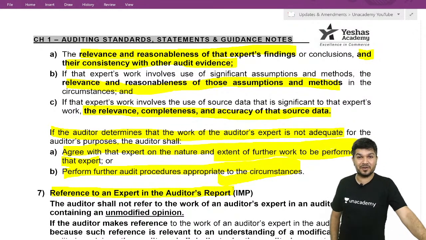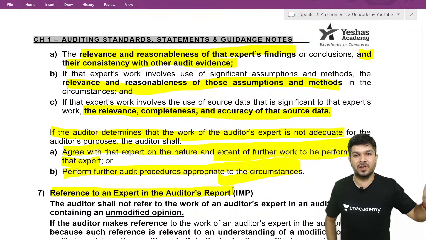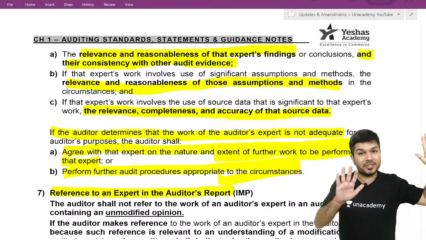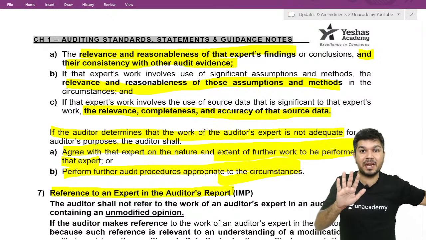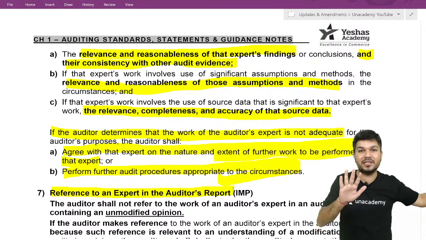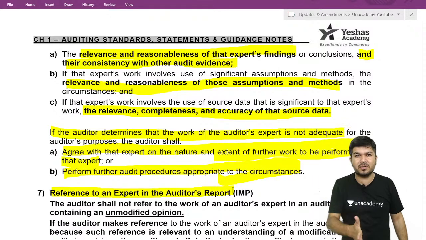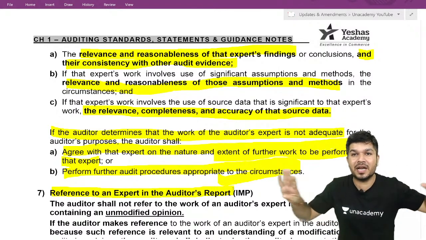While using the work of an internal auditor, can I write in my report that I've relied on the work of the internal auditor? No. Whenever you use the work of a branch auditor, you have to write that this many branches were audited by someone else, which is mandatory. When you use the work of an internal auditor, you cannot write it.